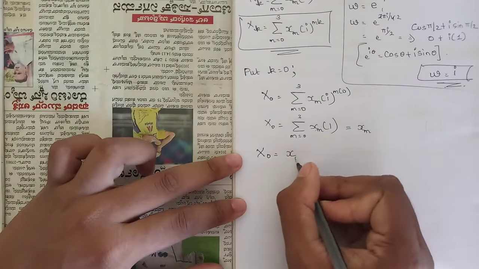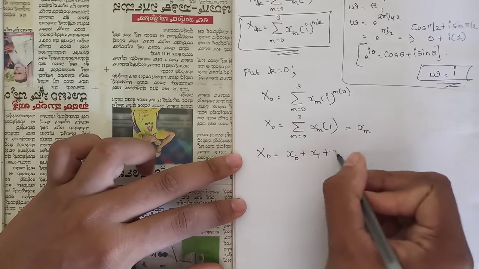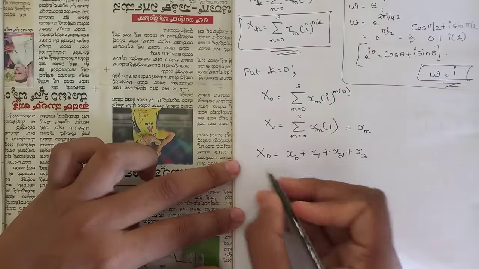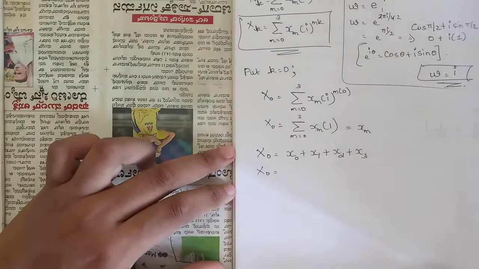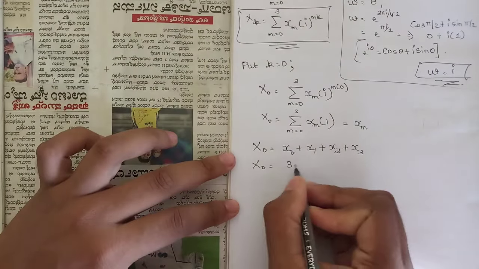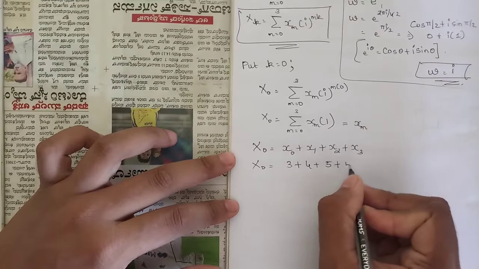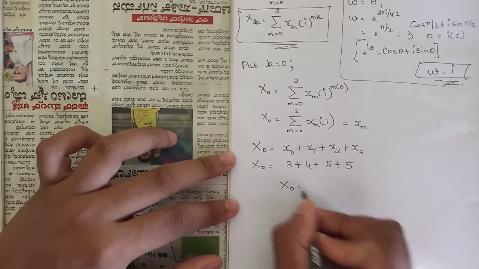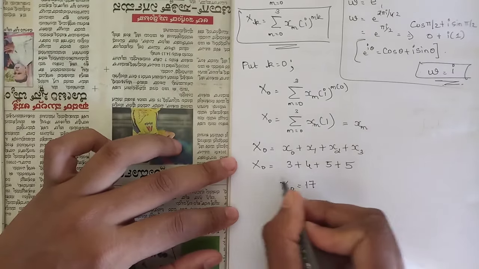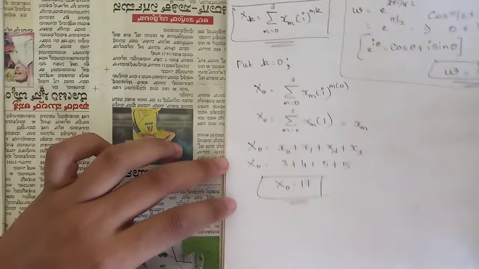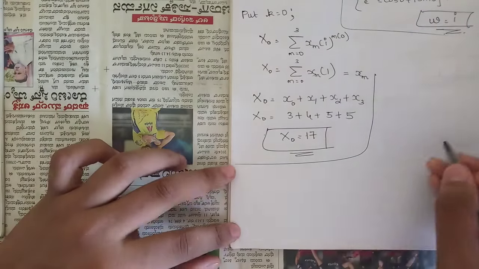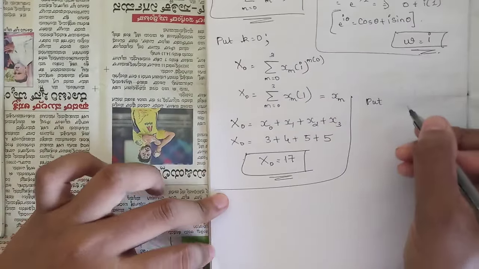So first we put x0 plus x1 plus x2 up to x3, the value of n going from 0 to 3, right? Directly in the question they have given the values for x0, x1, x2 and x3. So now substitute them: 3 plus 4 plus 5 plus 5. While adding them, we get the first value X0: 5 plus 5 is 10, 10 plus 4 is 14, 14 plus 3 is 17. See, the first value X0 we have got by putting k equal to 0. So now again, put k equal to 1.